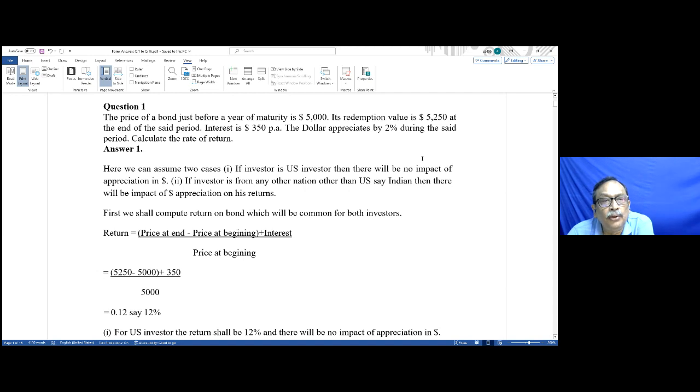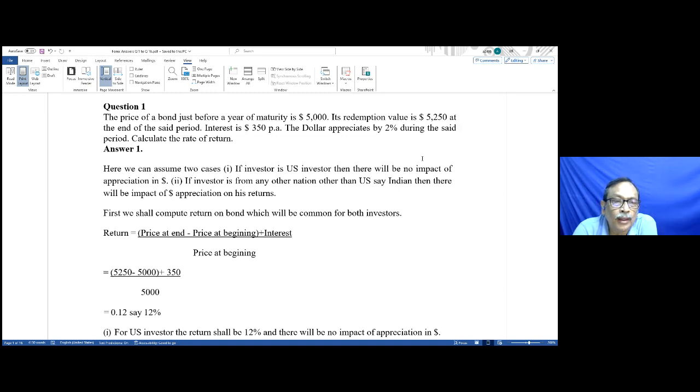The price of a bond just before a year of maturity is $5,000. Its redemption value is $5,250 at the end of the period. Interest is $350 per annum. The dollar appreciates by 2% during the period, and we are required to calculate the rate of return.